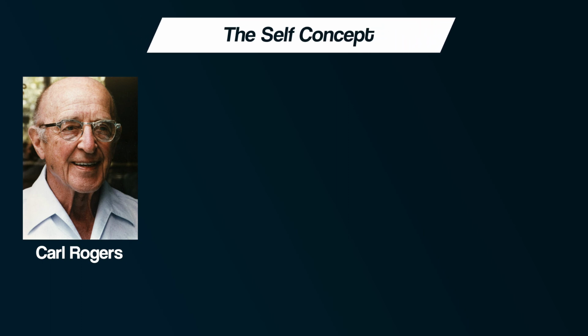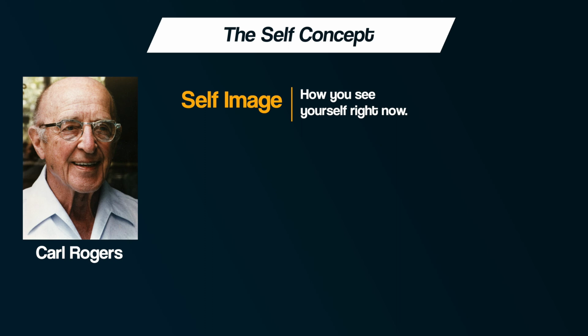Now we come to Carl Rogers. Where Maslow was interested in motivation, Rogers was interested in personal growth from the point of view of your sense of self, what he called your self-concept. The self-concept can be broken up into three parts. The self-image, also referred to as the actual self. This is how you see yourself right now.